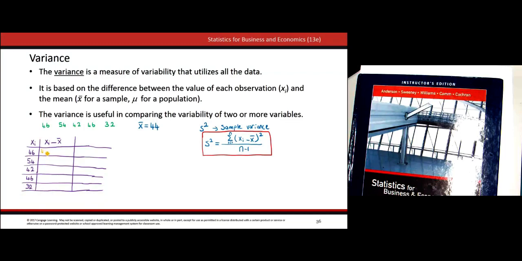So 46 minus the mean 44, which is 2. 54 minus the mean 44, 10. 42 minus 44, negative 2. 46 minus 44, 2. 32 minus 44, negative 12.